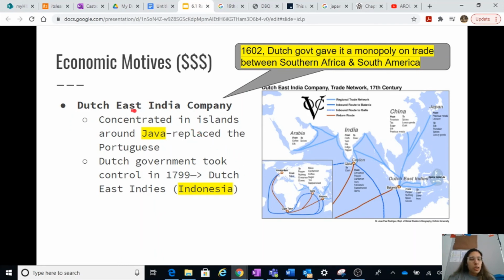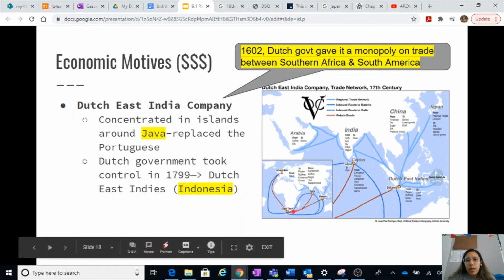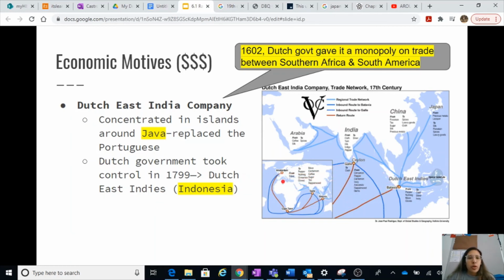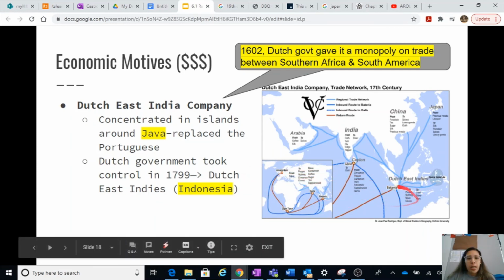So the Dutch East India Company, remember, the Dutch government gave it a monopoly on trade between Southern Africa right here and South America over there. So they have basically a trade for the Dutch government in the Pacific Ocean. They're mostly going to be concentrated in islands around Java right here, which is modern day Indonesia, and they're replacing the Portuguese in this trade.